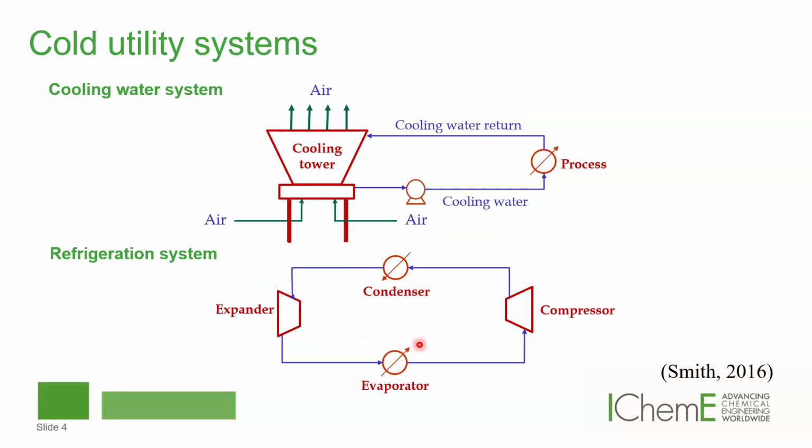For cold utility systems, as I've mentioned before, the most commonly used is cooling water system. It's used to reduce the temperature of the stream to ambient temperature. However, if we need to further reduce the temperature to below ambient temperature, then a refrigerant system may be used.